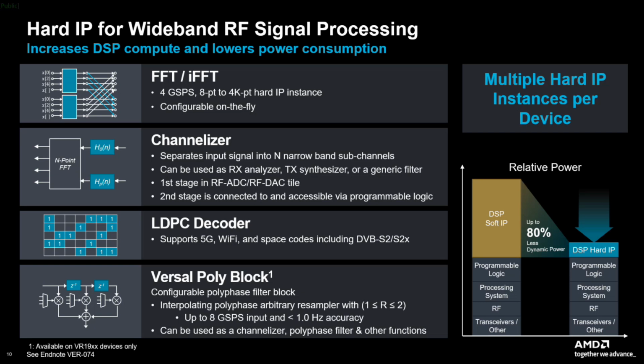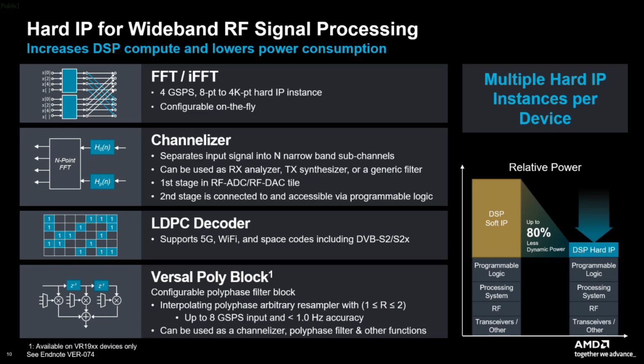Now, the LDPC decoder: we support 5G, Wi-Fi, and space codes, including the DVB-S2 and S2X codes. This is actually a derivative of the SD-FEC that we had in the Zynq UltraScale+ RFSoC, but we only do decoding, okay? The addition is you get these DVB-S codes. And the last IP is what we call the Versal polyblock. It's essentially a large array of polyphase filter blocks that you can then connect in a variety of ways.